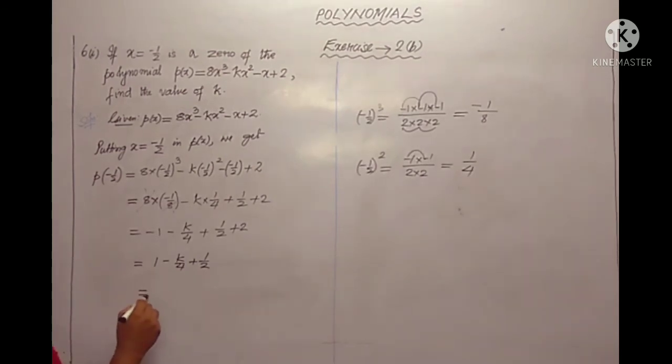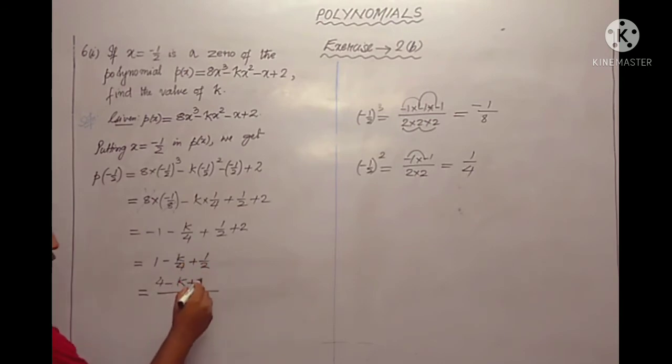Now you can take the LCM of all the 3 terms. LCM of 1, 4 and 2 is 4. 1, 4s are 4. 4 ones are 4. 1 into k, k. 2, 2s are 4. Again 2 into 1, 2. So you have 4 plus 2, 6 minus k by 4.